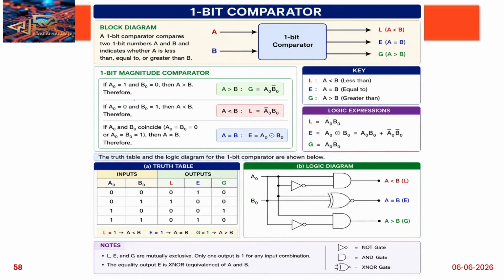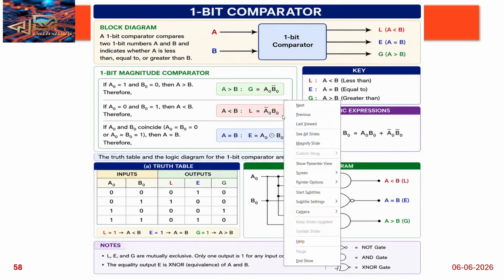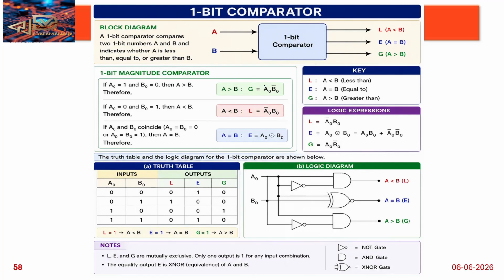Not yet. So the comparator will compare the two values. Then I am getting three outputs: less than, greater than, and equal to. So less than condition, equal to condition, and greater than condition. Here it will check each and every bit.